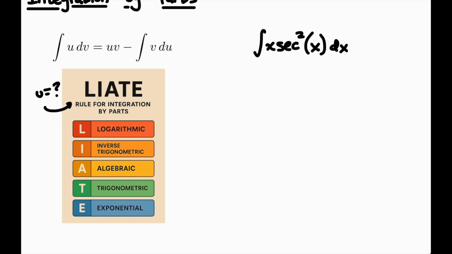First thing we're going to do is use this LIATE rule. So first step is figure out what your u is right here, and then the other part's going to be dv. In this case, our u, based on the LIATE rule, is going to be algebraic. There is no logarithmic, and there's no inverse trig on this, so we're going to go with algebraic here. The algebraic part of that expression would be x. So the LIATE rule tells us that our u should be x.